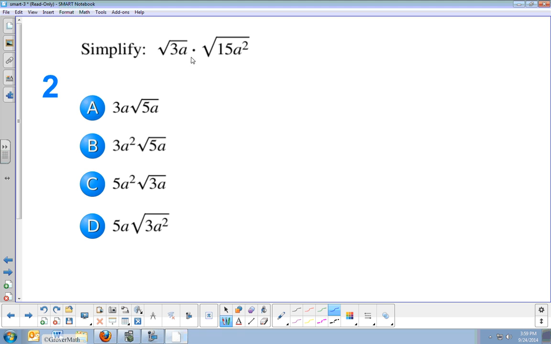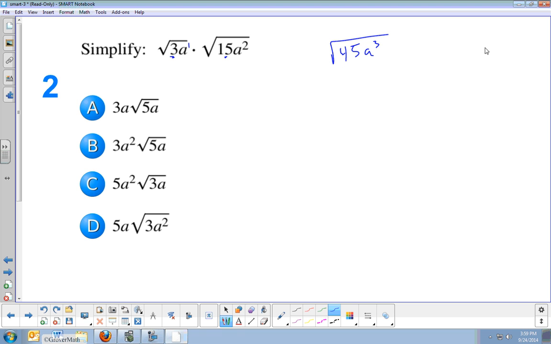This time we're multiplying. Rad 3a times rad 15a squared, and so I can multiply the terms inside. So 3 times 15 is 45. And a to the first times a to the second is a to the third. When you multiply variables that have a common base, you add their exponents. We're going to have a whole chapter on exponents, but you are expected to know the basic stuff like this, that a to the first times a to the second is a to the third.